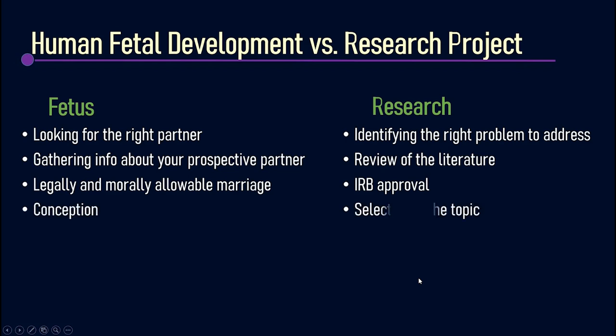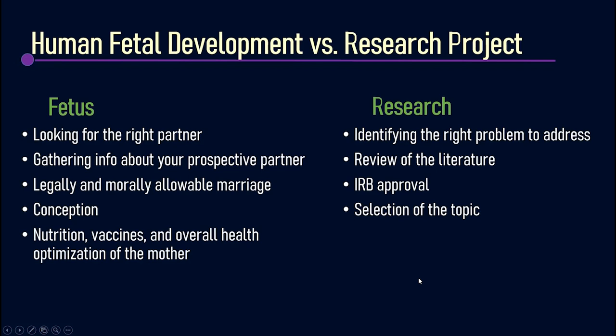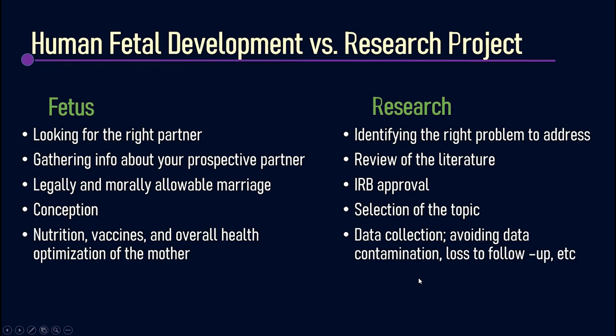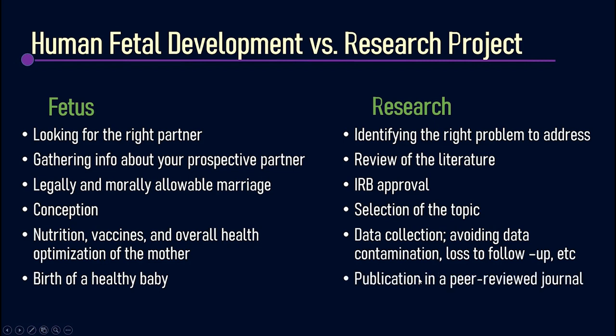Fourth is conception, and the equivalent of that in research is selection of the topic. Now you have committed yourself to that topic. And the fifth is providing nutrition, vaccines, and overall health optimization of the mother so that the growth and development of the fetus is good inside the uterus. The equivalent is proper data collection, which includes avoiding data contamination, loss to follow-up, etc. So the end result of human fetal development is birth of a healthy baby. The equivalent of that in research is publication of your research in a high impact peer-reviewed journal.